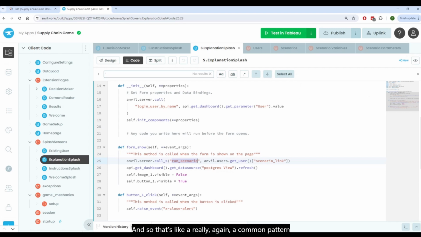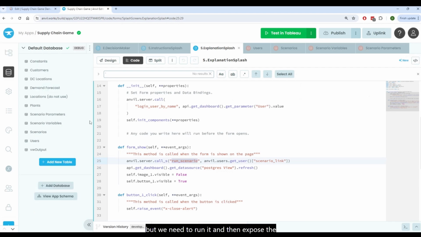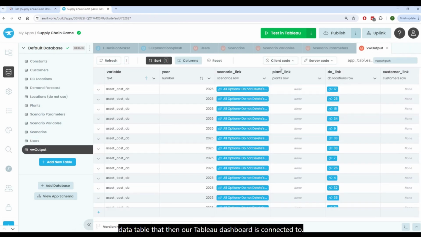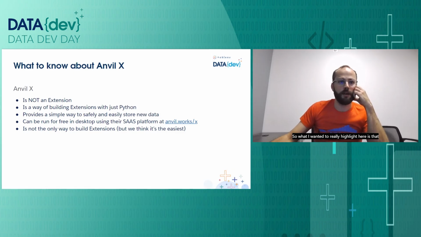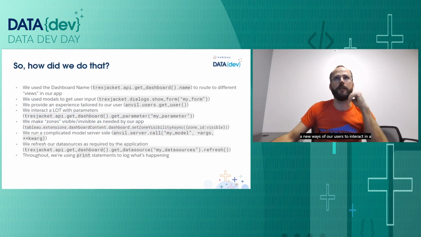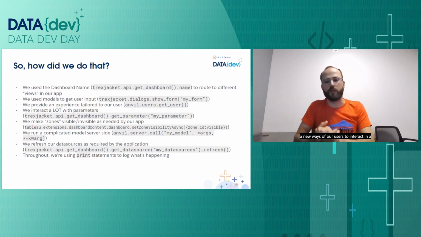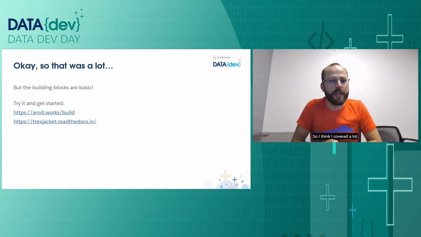That's a common pattern where we've got some model that's not fitting into Tableau, but we need to run it and then expose the results to the users. We'll do that by putting it into this data table that our Tableau dashboard is connected to. So what I wanted to really highlight here is that Anvil X is a really helpful way of building extensions and creating a whole rich set of new ways for our users to interact in a dashboard. I think I covered a lot.